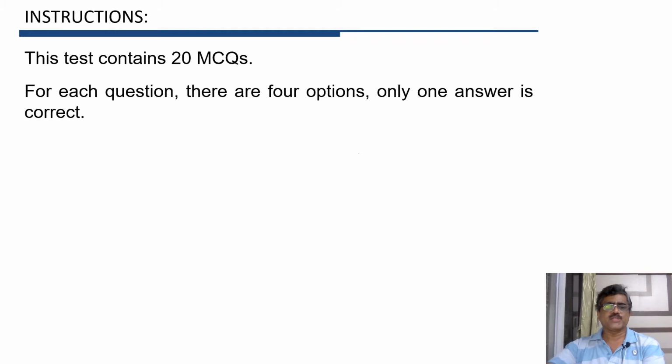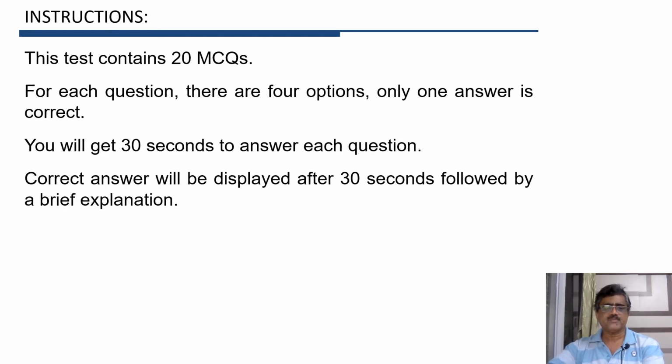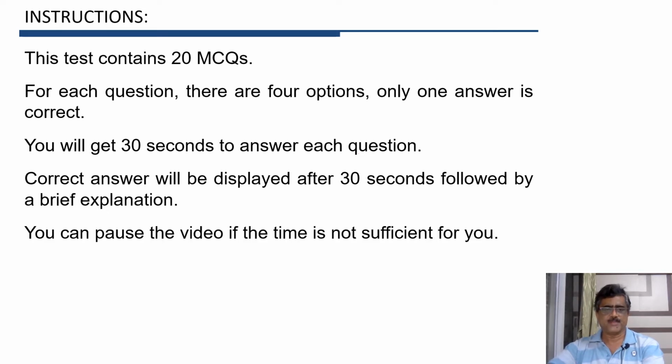For each question, there are 4 options. Out of these 4 options, only one answer will be correct. You will get 30 seconds to answer each question. Correct answer will be displayed after 30 seconds and then it is followed by a brief explanation.